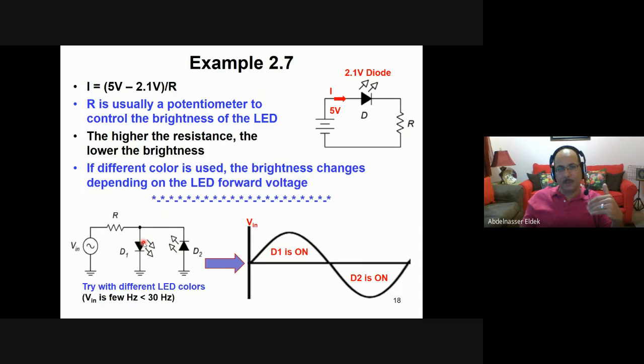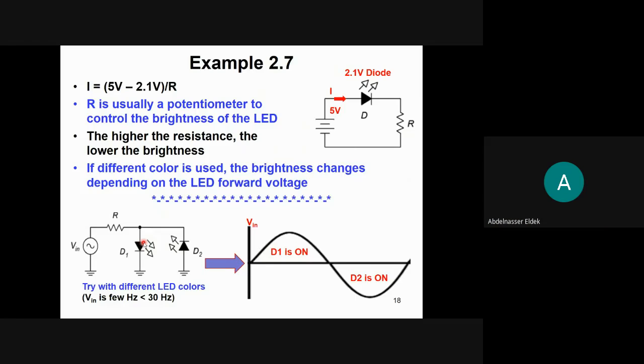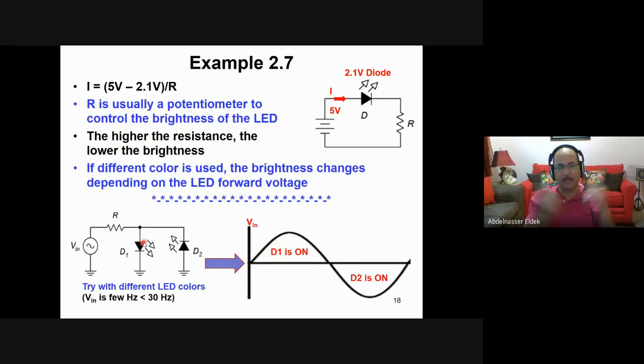So what happened here? Assume that you have a sine wave with low frequency. You don't want high frequency, to be able to see. So assume that D1 is yellow and D2 is red, for example. In this case, you will find the light will change like this: red, yellow, red, yellow, and so on, depending on the frequency, of course. If you have very low frequency, Vn is 1 hertz, for example, then you will see the lights. You can try this. This one will be on, this one off, and then this one's on, and this one's off.